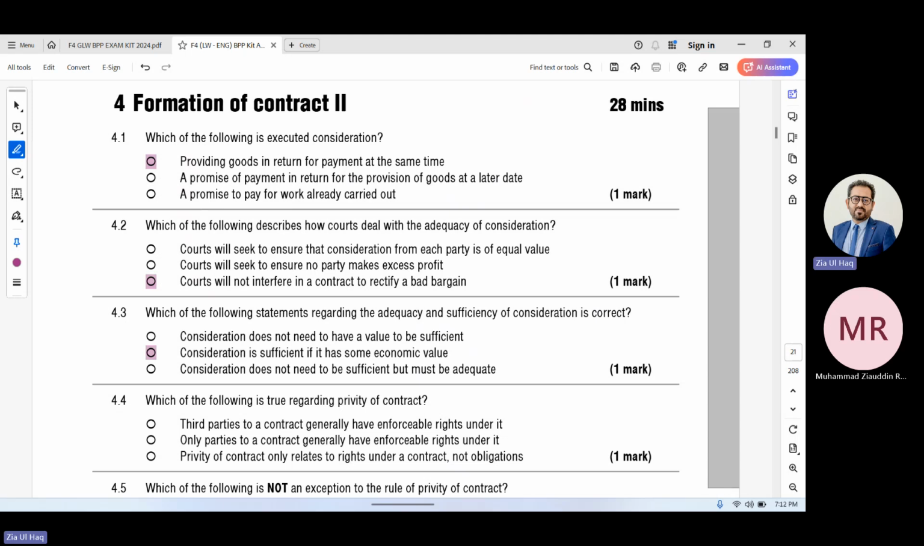4.4. Which of the following is true regarding privity of contract? Privity means the rights of the parties in a contract. Only parties in a contract have a right to sue each other. But a third party can sue if the contract is for the benefit of the third party. Third parties to a contract generally have enforceable rights under it? No, generally they don't. Only parties to the contract have rights. Only parties to a contract generally have enforceable rights under it. Yes. Privity of contract only relates to rights under a contract, not obligations. No, this is not true. So B is correct.